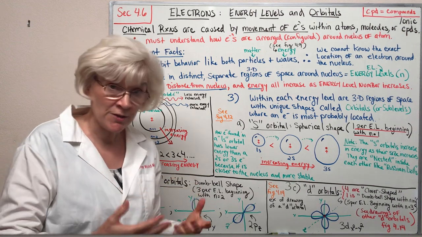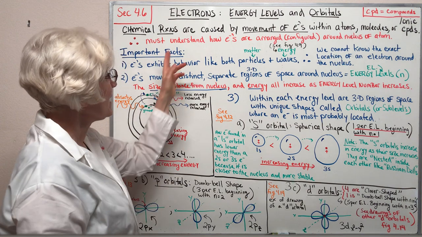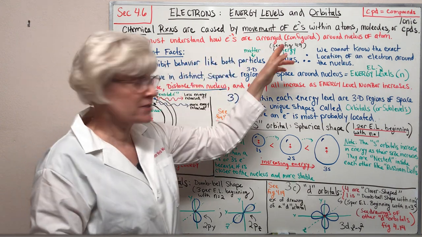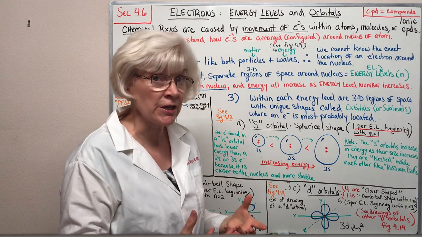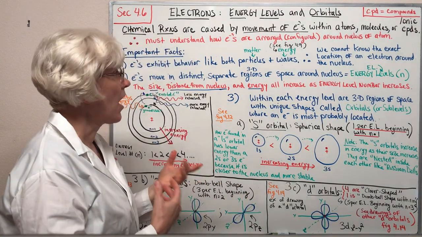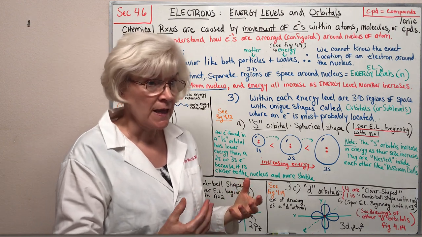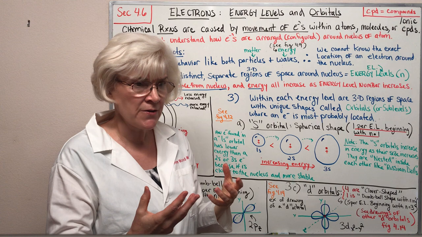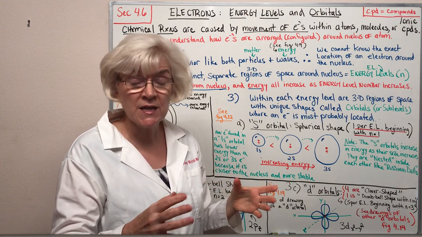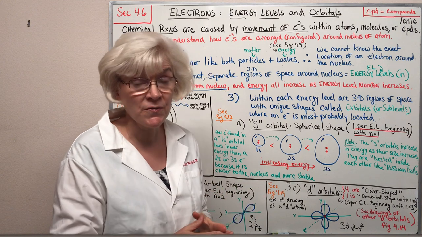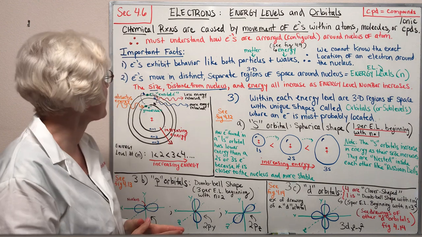Therefore, in order to understand why chemical reactions are occurring, we need to understand how electrons are arranged, and another word for that is configured. How electrons are arranged or configured around a nucleus. And when we have a better understanding of how they're arranged, then we can come to a deeper understanding of why it is that they are moving the way that they are, causing chemical reactions to occur.